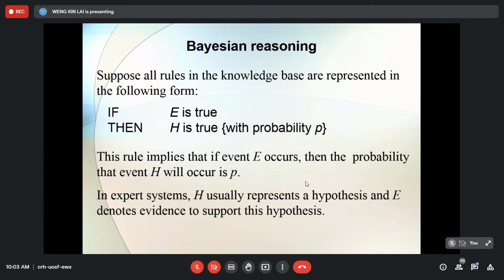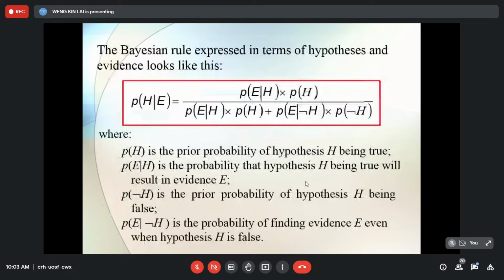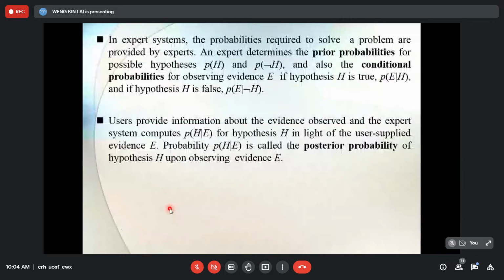So we look at the Bayesian rule in terms of the hypothesis and the evidence. We look at the hypothesis H is true and also H is not true, which represents not H, or as shown here, that the hypothesis H is false. Then we talk about prior probabilities. That means there's no condition attached to it. That is your prior probability as represented here: the prior probability that the hypothesis H is true, and the prior probability that H is false or not true.